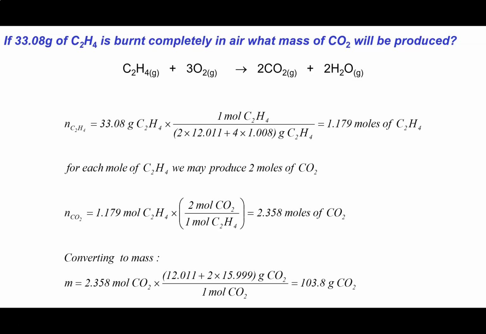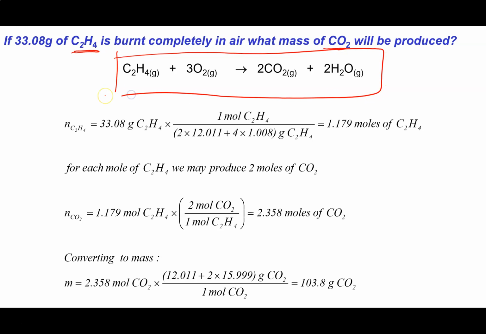Okay, here's another one where we have a different balanced equation, one that we haven't seen before. It says if 33.08 grams of this substance here, it's called ethene, is burnt completely in air, what mass of CO2 will be produced? And they very nicely give you the balanced equation. And again, you can see that we're making gaseous water, so we know that this is producing a lot of heat, which is not surprising because they describe the reaction as a combustion reaction.